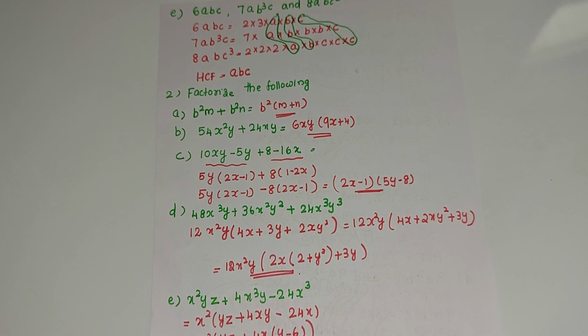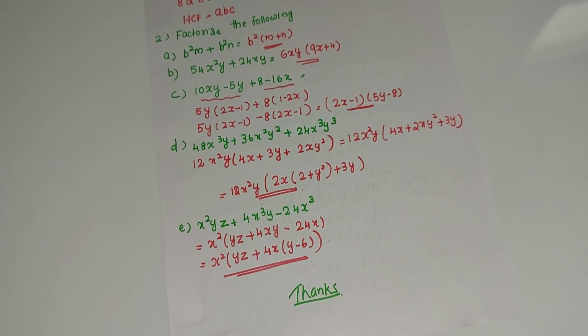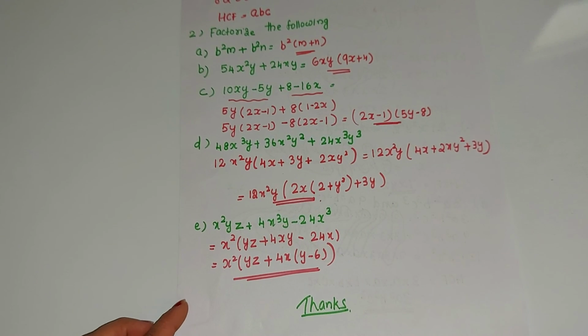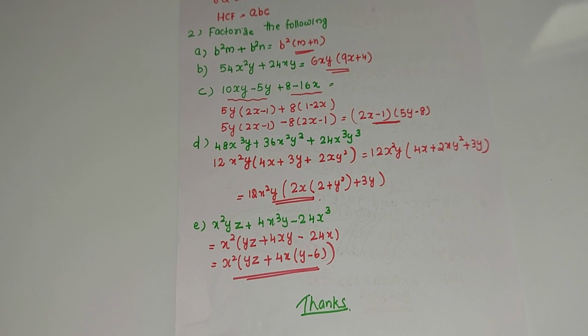E. x square yz plus 4x cube y minus 24x cube. Here x square is common for all three terms. So x square you take outside, we will get x square into yz plus 4xy minus 24x. Now you can compare 4xy and minus 24x. We can combine 4xy minus 24x and taking 4x outside, we will get 4x into y minus 6. So finally we will get x square into yz plus 4x into y minus 6.